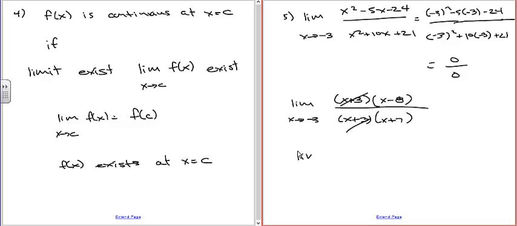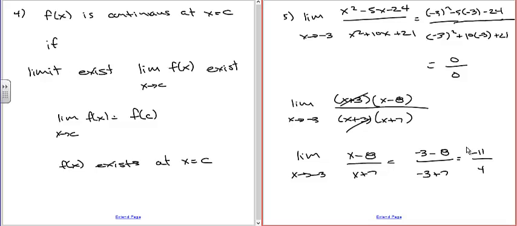So what we're left with is the limit as x approaches negative 3 of the ratio of the remaining factors, but this is not indeterminate. So you just plug it in. Oh, I'm sorry, I plugged in the wrong place. So you get negative 3 minus 8 over negative 3 plus 7. So you get negative 11 over 4. So that's your answer.